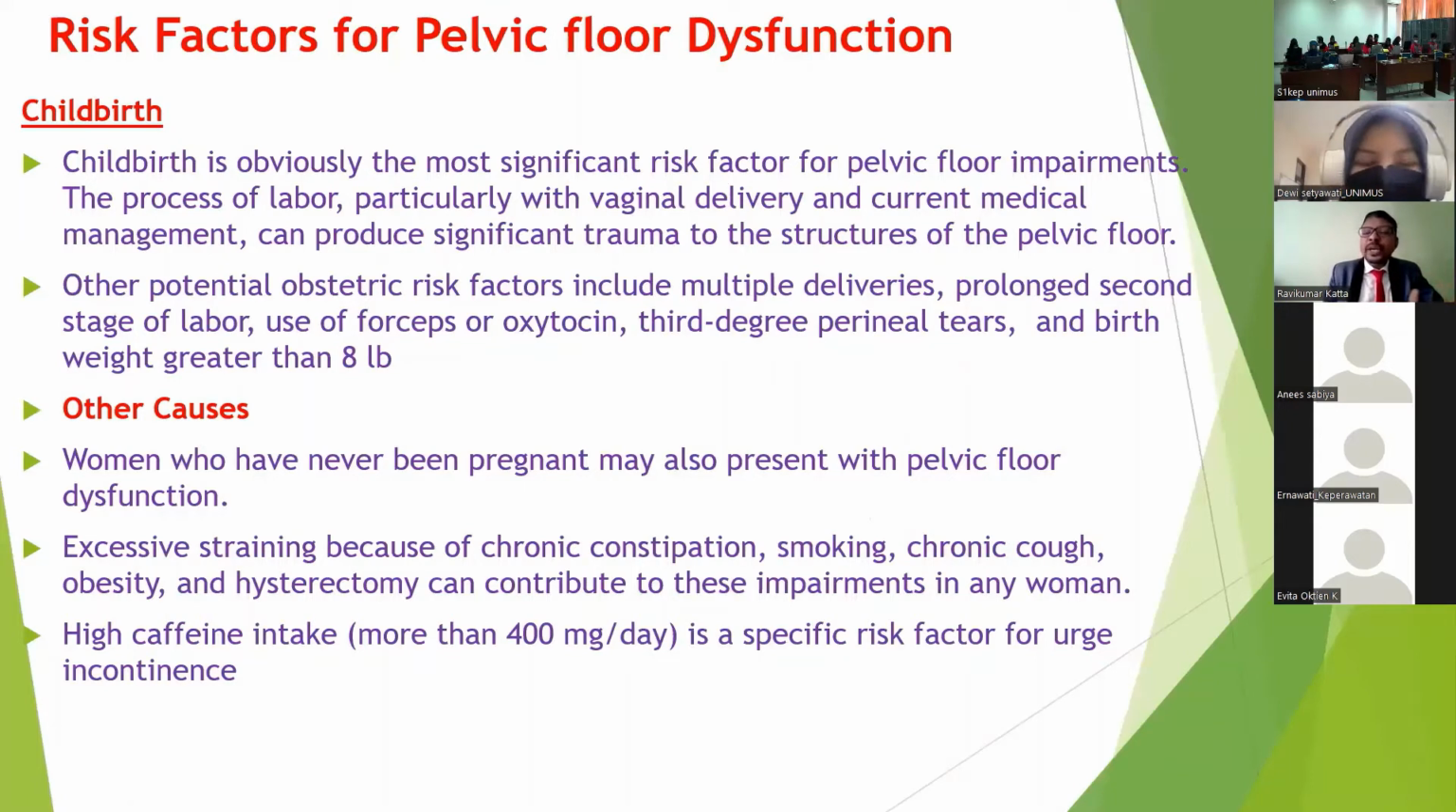So who is going to get more muscle weakness in the pelvic floor? The risk factor is especially childbirth. Childbirth is obviously the most significant risk factor for pelvic floor impairment, especially the labor process, or if there is any trauma during labor or during the delivery period, meaning during the second stage of labor. In the second stage of labor, the mother has to put in more effort and push the baby out. At those times, the mother puts more pressure on the pelvic floor muscles, so it may lead to trauma and may damage the pelvic floor muscles.